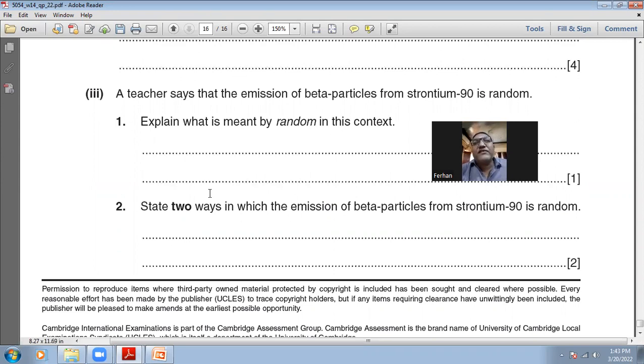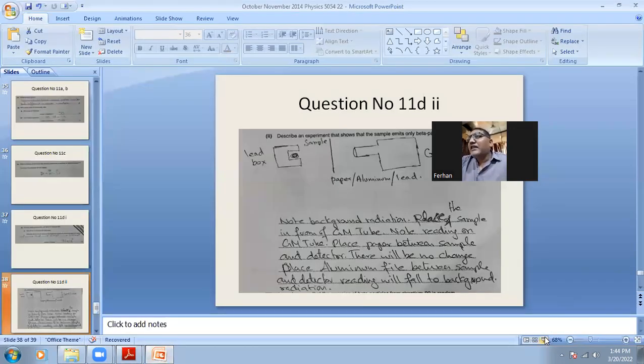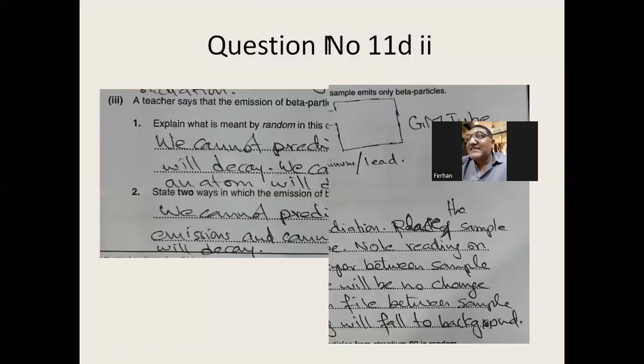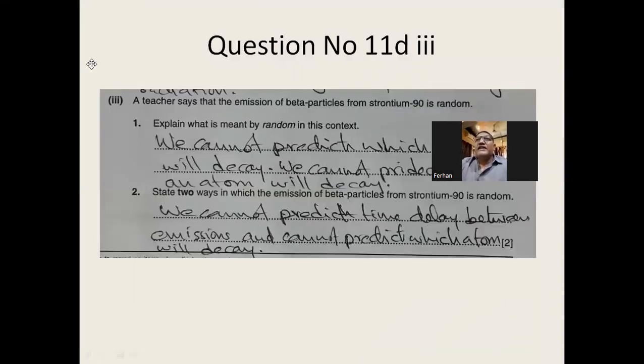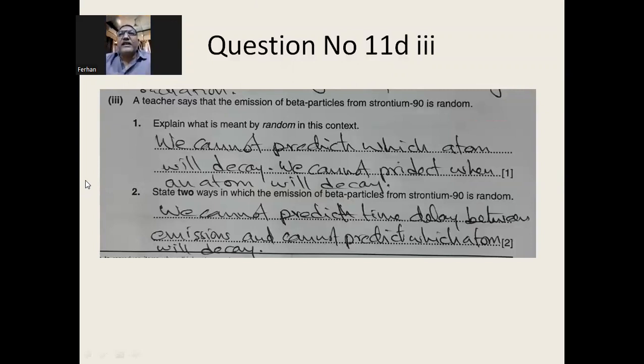Then he says, state two ways in which the emission of the beta particles from the strontium is random. You cannot predict which atom the beta particle will come from, and you cannot predict at what time a certain atom will give out a beta particle. A little tricky thing, both answers are exactly the same answer. The marking scheme says, we cannot predict which atom will decay, we cannot predict when an atom will decay, and we cannot predict the time delay between emissions.